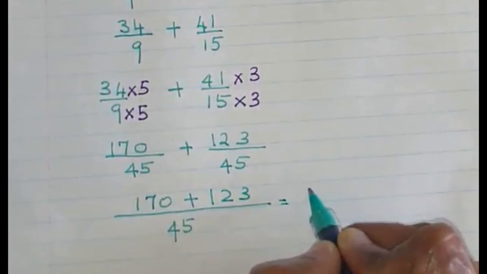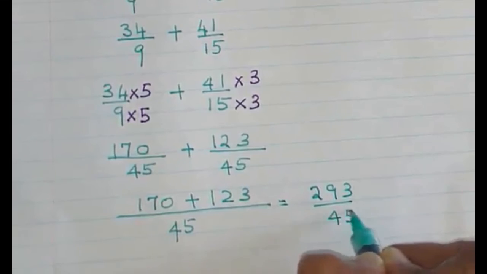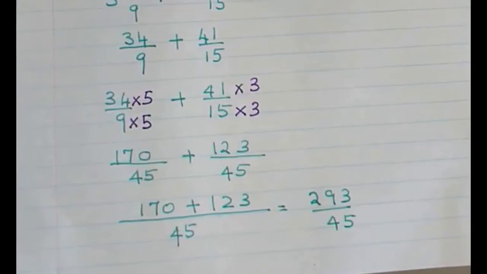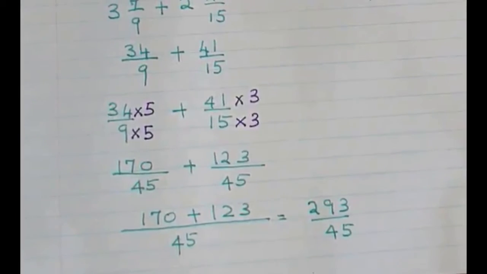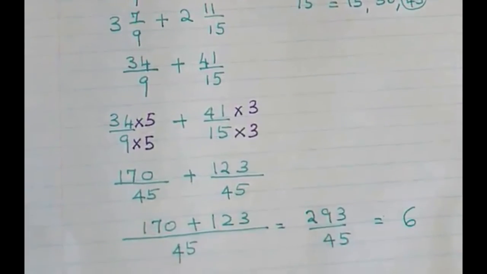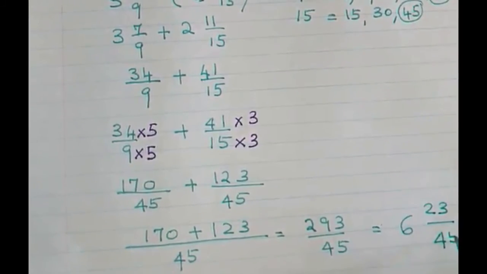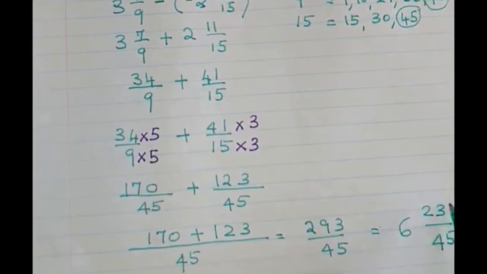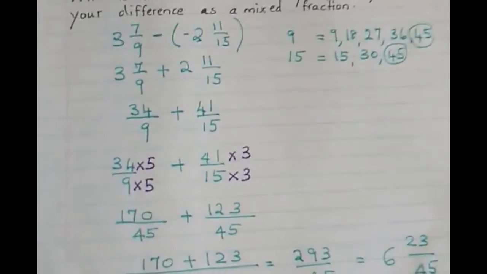So that's going to be 293 over 45. But again, we are asked to give the answer as a mixed fraction, so we're going to do that. And the answer would be, 45 would go 6 times, and we have 23 left over 45. So that would be the answer. So 45 times 6 plus 23 would give me 293, and the denominator is 45.